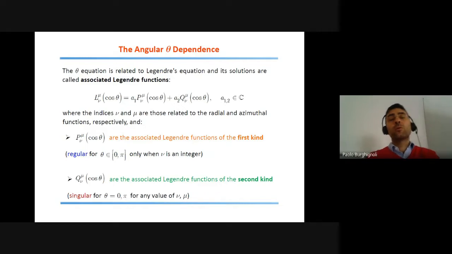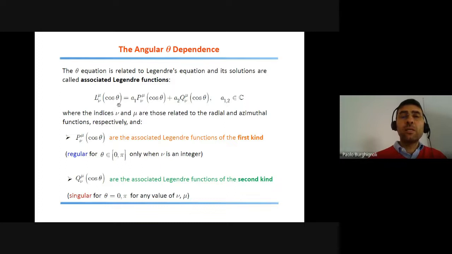Let us now go to the theta dependence. The equation in theta is related to the so-called Legendre equation, and so its solutions are called associated Legendre functions. We will indicate those generically with the letter L, with two indices. The lower one is nu and the upper one is mu. The argument is the cosine of theta.